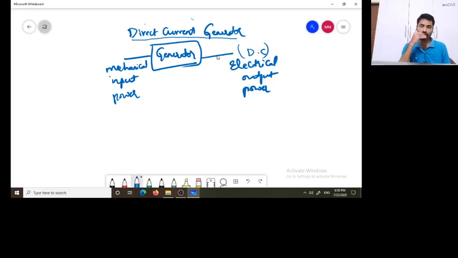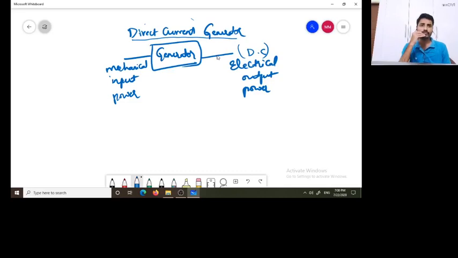So you know the principle. Now you know the action of a generator. Why are we using a generator? It gives an electrical output. Whenever a power cut arises, we use generators to back up or restore the power. So generators are used as a backup for the power supply.